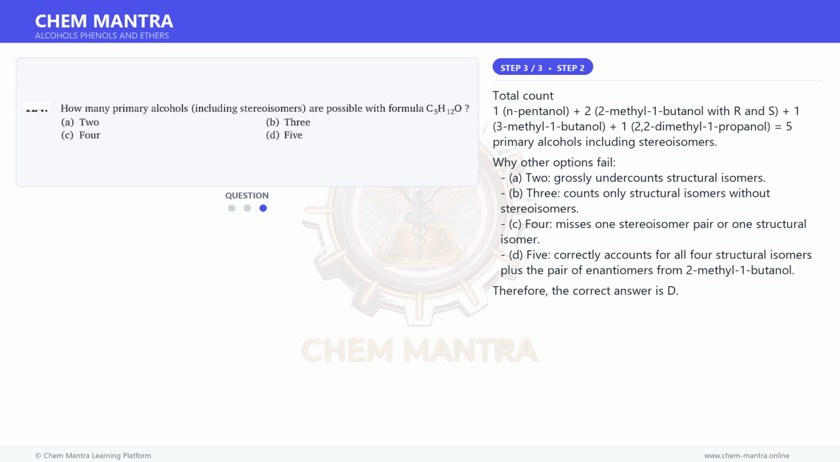Why other options fail? A, 2, grossly undercounts structural isomers. B, 3, counts only structural isomers without stereoisomers. C, 4, misses one stereoisomer pair or one structural isomer. D, 5, correctly accounts for all 4 structural isomers plus the pair of enantiomers from 2-methyl-1-butanol.